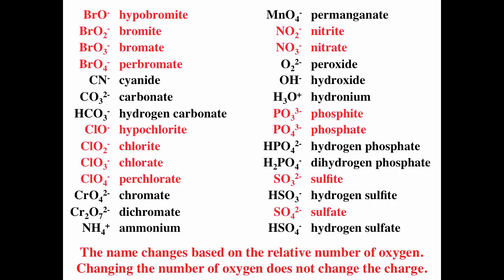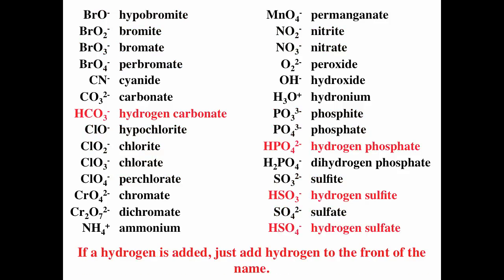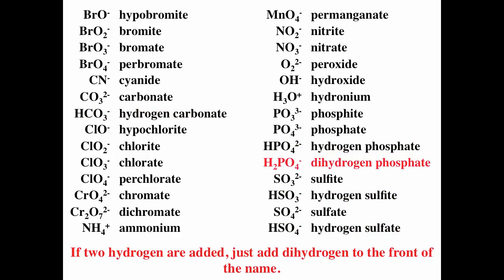It's also kind of interesting. Notice that the number of oxygens does not change the charge. And so hypobromite is a -1 charge, bromite -1 charge, bromate -1 charge, and perbromate -1 charge. Now if you add hydrogen to it, you just put hydrogen in front, and so you have hydrogen carbonate, hydrogen phosphate, hydrogen sulfate, hydrogen sulfite. And if you have 2 hydrogens, then that's just dihydrogen phosphate.